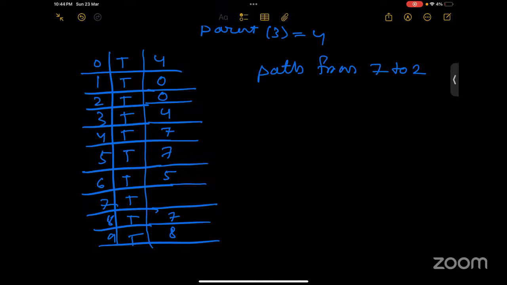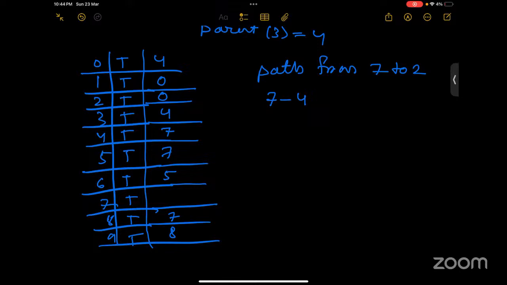So we can choose this. If I want to choose the smallest path, which point should I take? 4. Yes. 7 to 4 and 0. So we go from 7 to 4. Then we will check the points for which 4 is the parent, right?